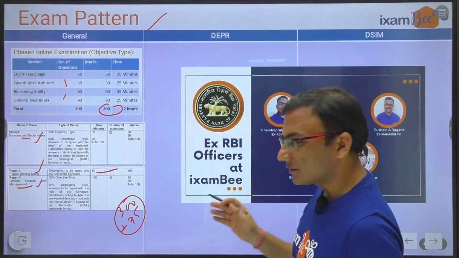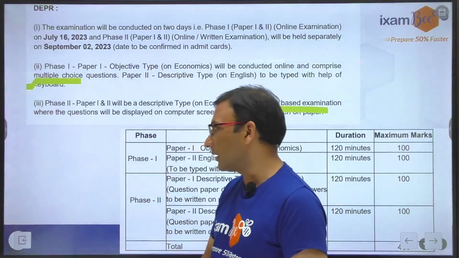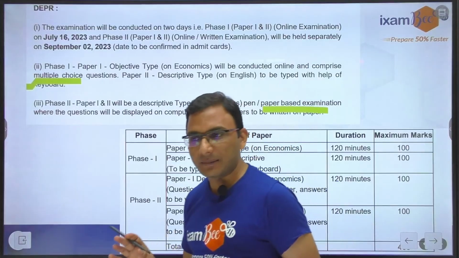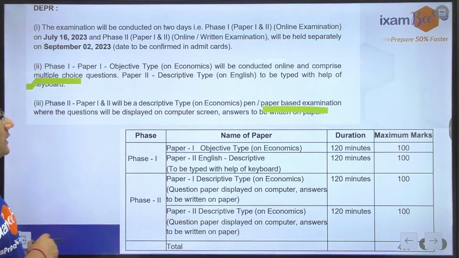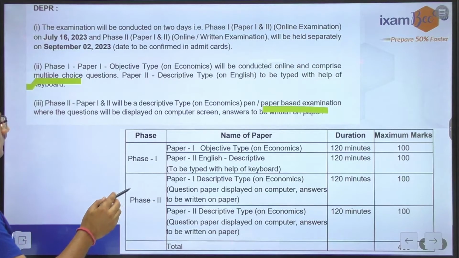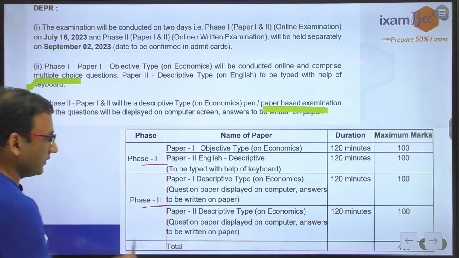Same here, the 75 marks interview is going to be the criteria for DSIM and DEPR also. All exams happen in Hindi and English. Now let us understand what is there in DEPR and DSIM. So DEPR, the pattern is here, phase 1 and phase 2 exam.